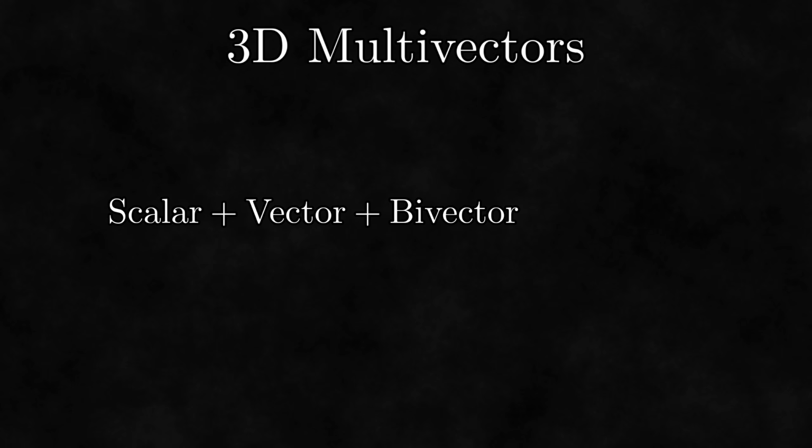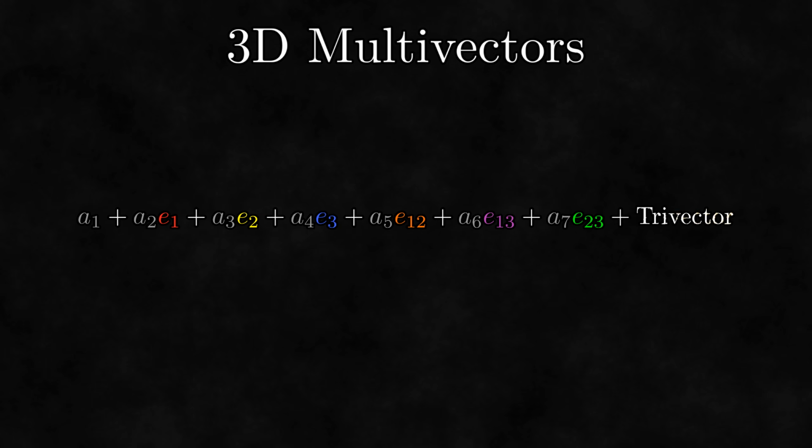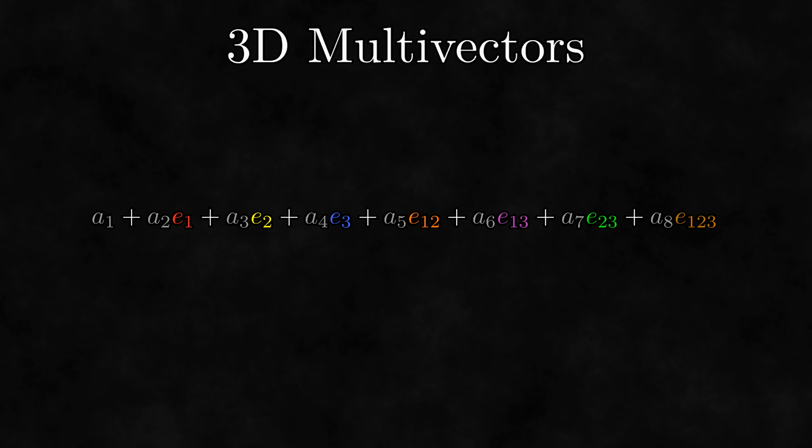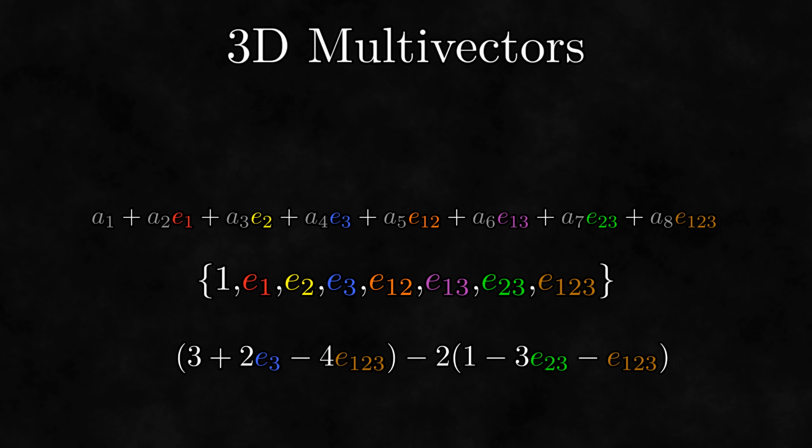For 3D multivectors, we have scalars, vectors, and bivectors again, but we now also have trivectors. Looking at components, we have one scalar component, 3 vector components, 3 bivector components, and 1 trivector component. Notice that even though the only new kind of object in 3D is trivectors, the other grades got more components from the jump to 3D as well. In 3D, multivectors have 8 components, so they are algebraically 8-dimensional. We see that the standard basis for 3D multivectors is given by 1, E1, E2, E3, E12, E13, E23, and E123. Once again, we can use this basis to do calculations with multivectors in the same way as before.